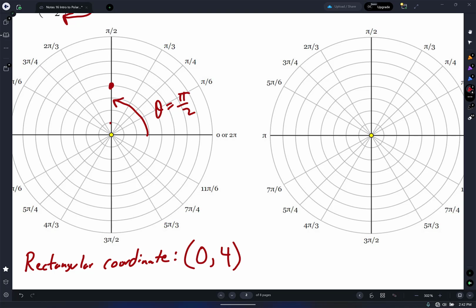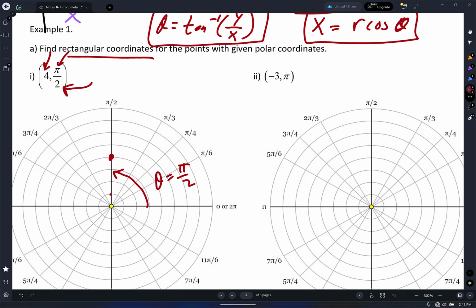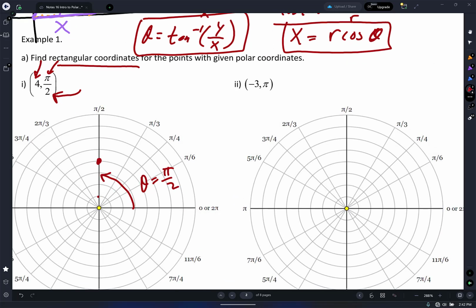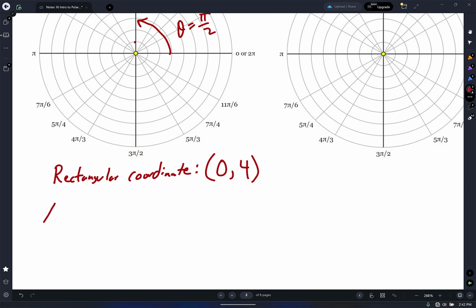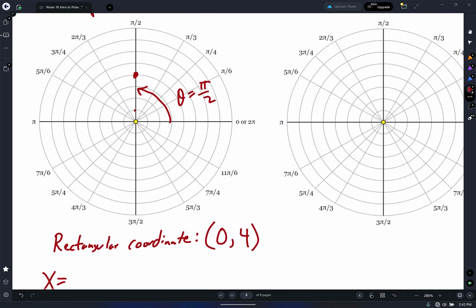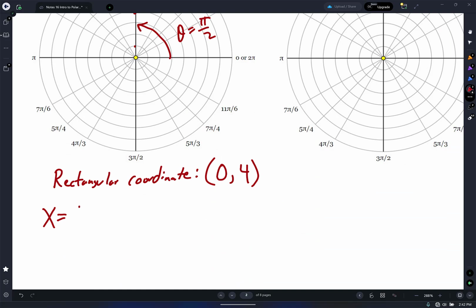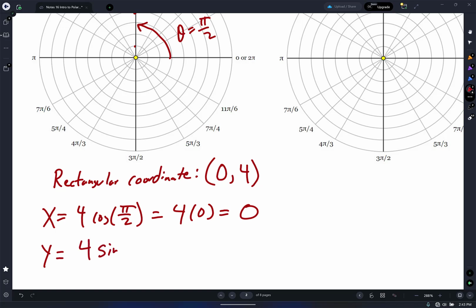Now, if you are adamant about doing some math, if you want to use the formulas, okay, you can use the formulas like this. X equals r cosine theta, where r is 4, so you write 4 cosine of pi over 2. You get your value from the unit circle. 4 cosine of pi over 2 is 0. 4 times 0 is 0. And then if you want the y value, 4 sine of pi over 2.